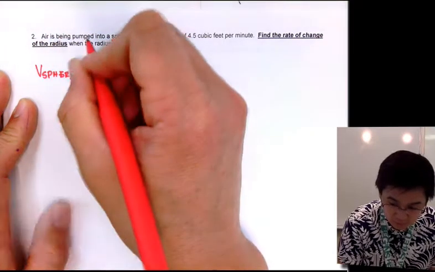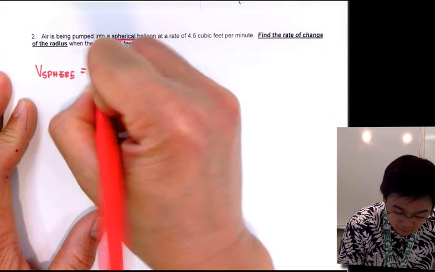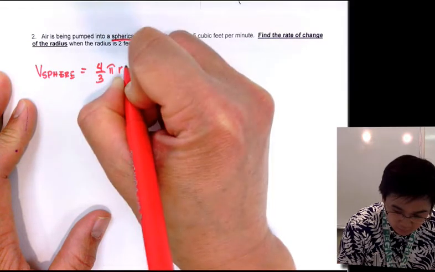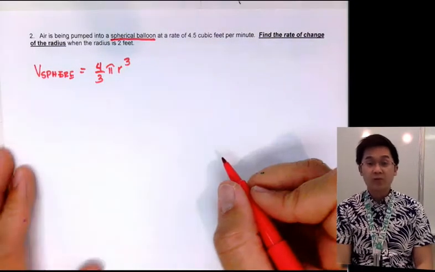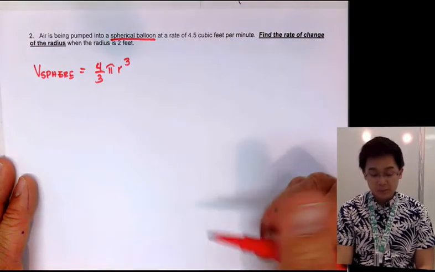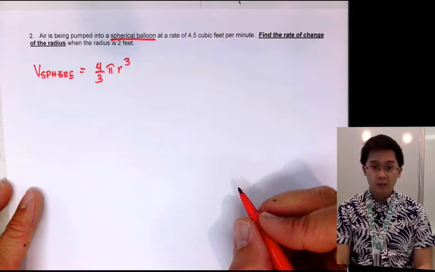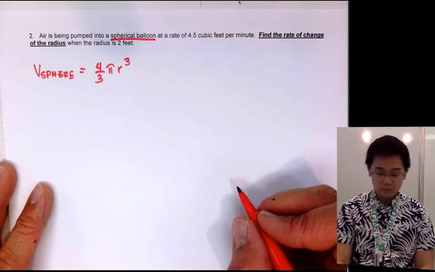And the volume of the sphere is given by the formula 4 over 3 pi r cubed. So sometimes the formula is given in the word problem, sometimes it's not. So you have to make sure that you know your geometric formula in answering some related rates problem.